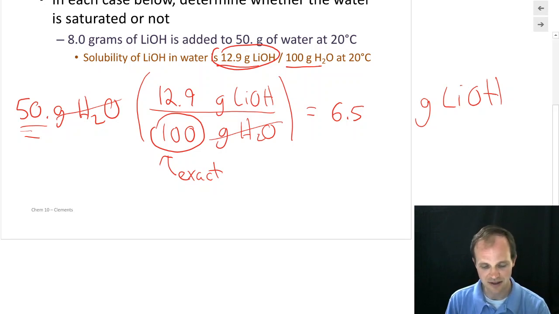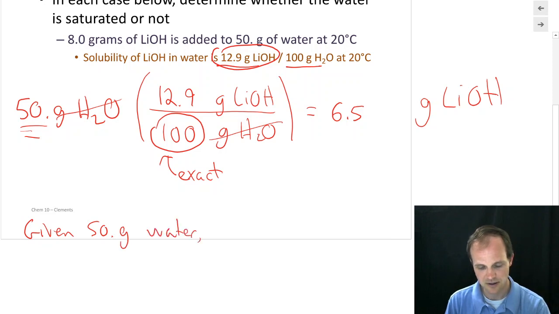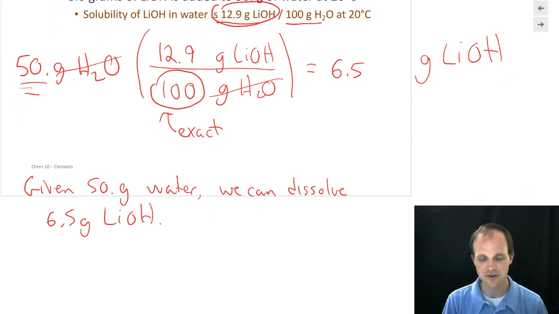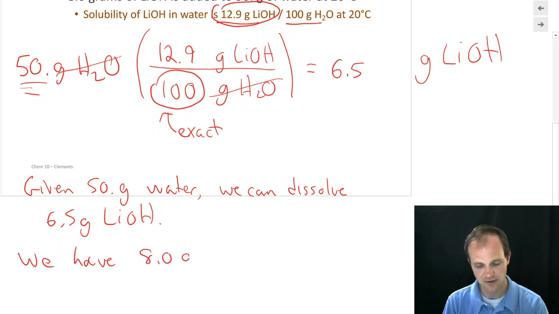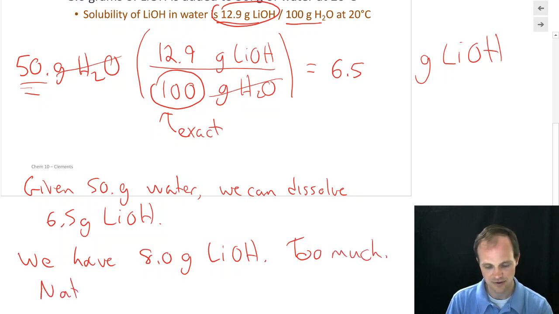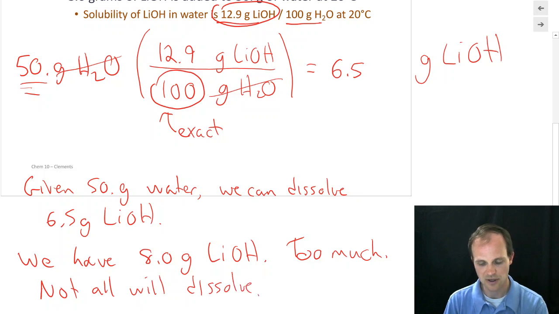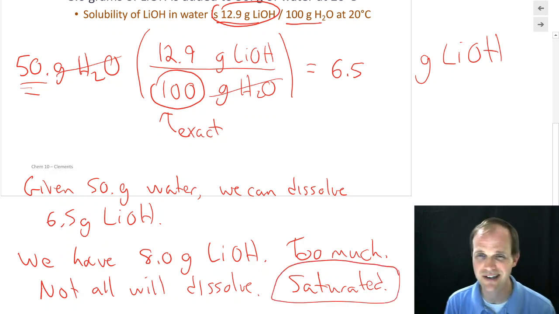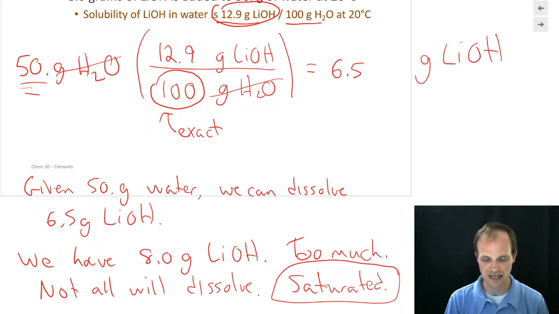What did we just calculate? We calculated that given 50 grams of water, we can dissolve 6.5 grams of lithium hydroxide. That's what we just calculated. Now, we have to compare that to reality. We have 8.0 grams of lithium hydroxide. That's too much. Not all will dissolve. And what do we call that? We call that saturated. And that's our answer. But again, we need that logic to show how we got from this number up here to this conclusion of saturated.